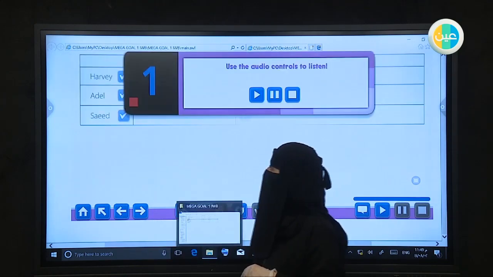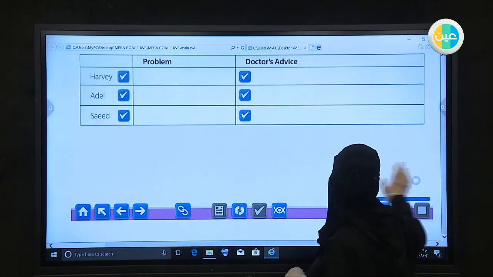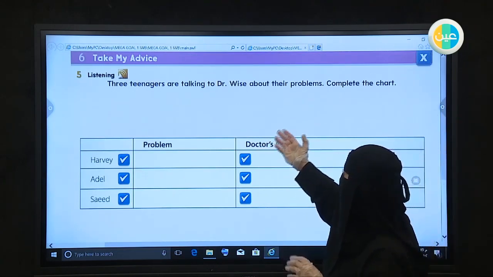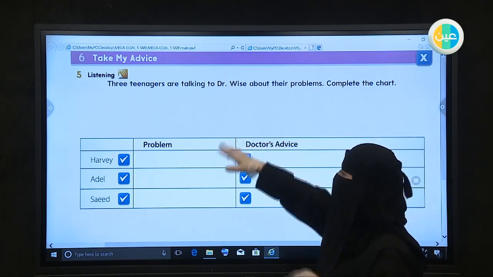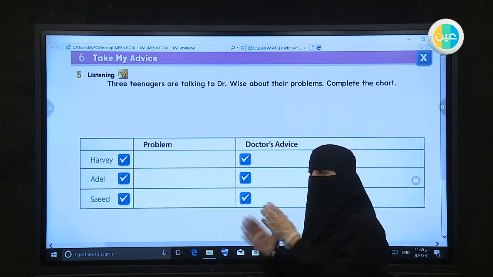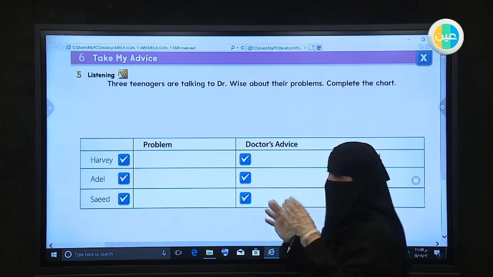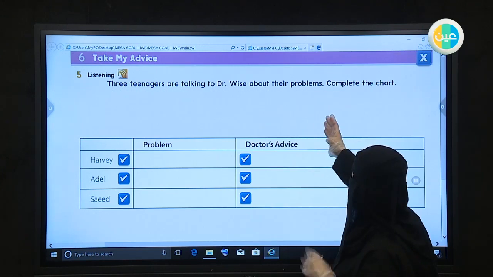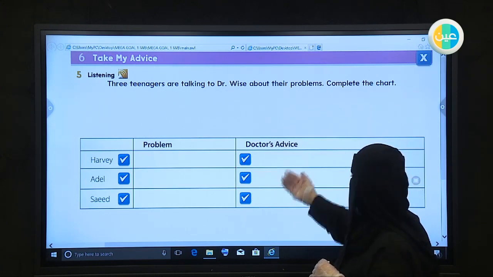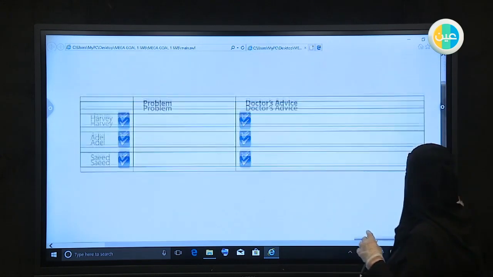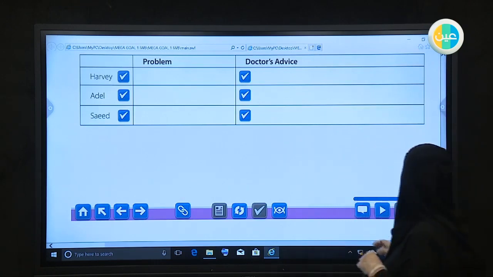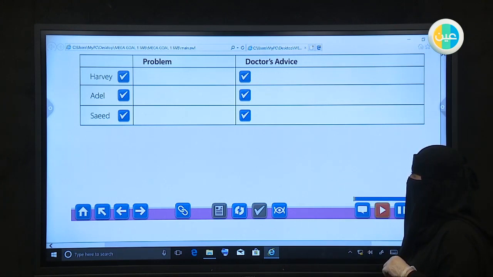Okay, let me check the next step. They give it to you: 3 teenagers are talking to Dr. Weiss about their problems. Teenagers means young people, the age between 12 and 18 or 20. Complete the chat. So we want to complete that chat after we hear the dialogue or conversation between them. Let us listen together. Conversation 1.